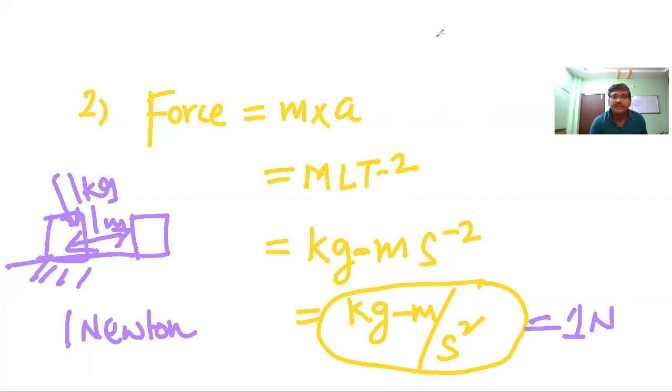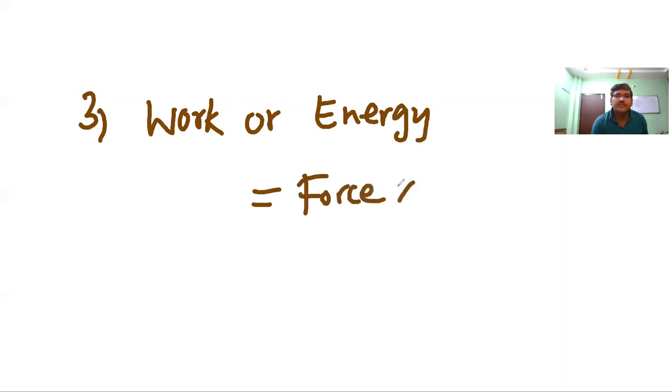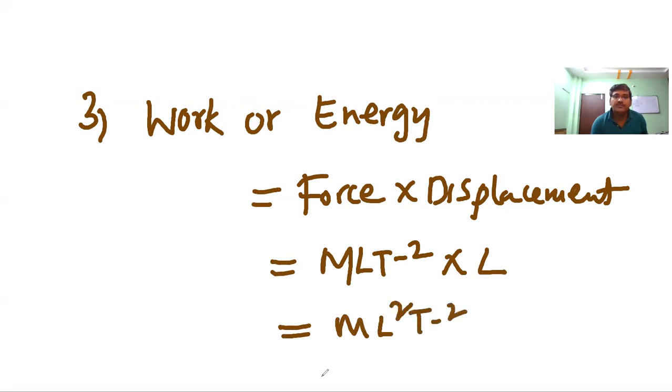Clear? Yes. Let me take up another quantity, previously expressed: work or energy. What is the dimension formula? The expression is force into displacement. Force is M L T minus 2, and displacement is L. Its dimension formula is M L square T minus 2.